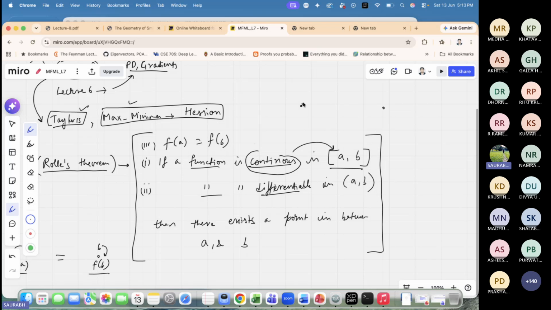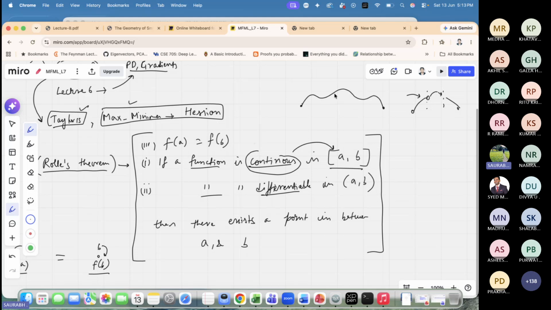What I mean by continuous is you cannot suddenly jump from one place to another. For example, this is continuous, but these two, let's say, are discontinuous. You have gaps in between. You cannot have gaps. Continuity is having a continuous function without gaps. You cannot directly jump from here to here.